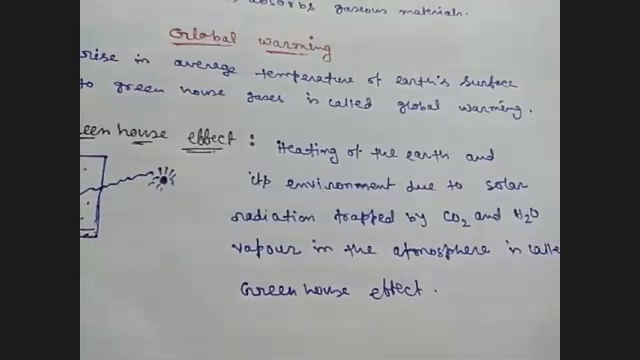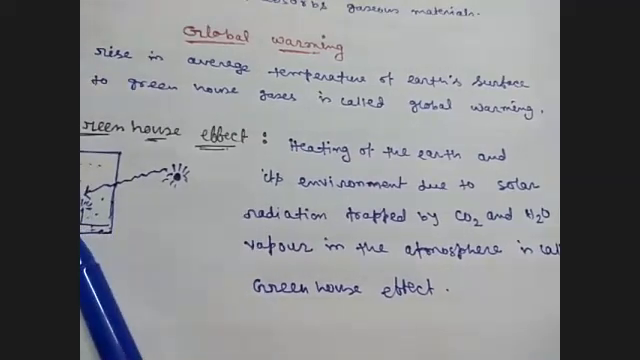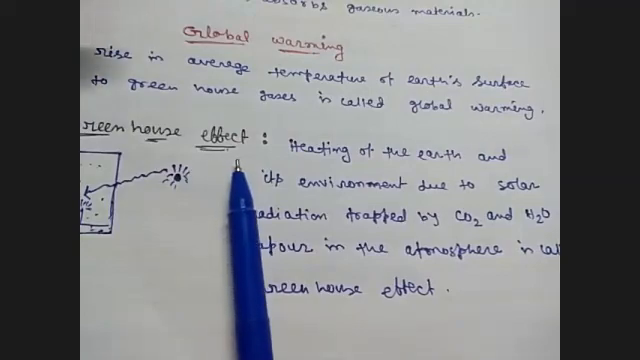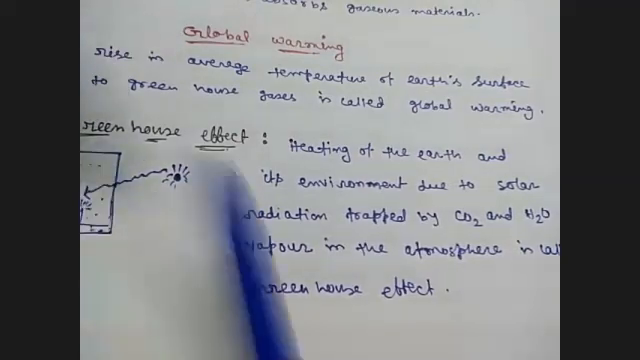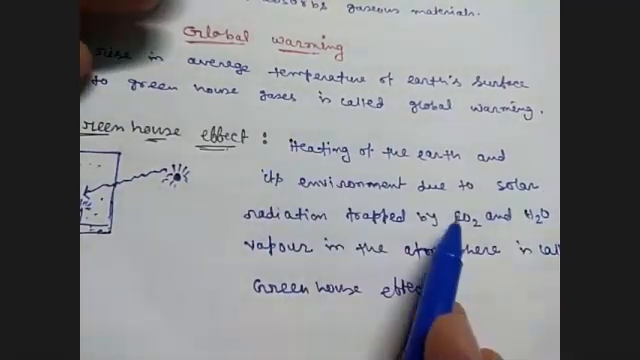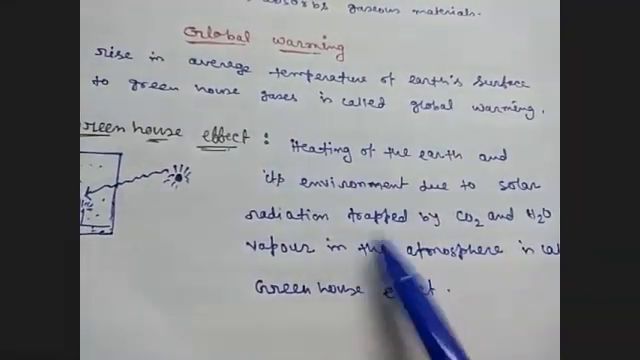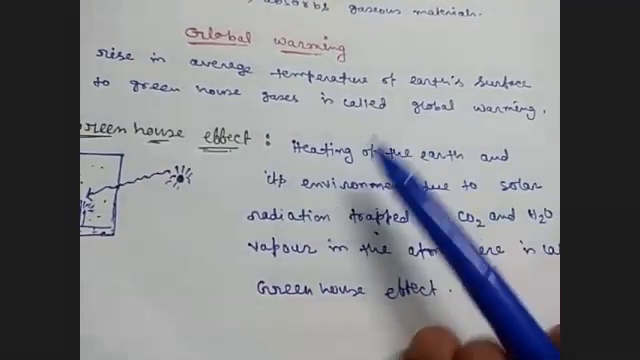Understand what the greenhouse effect is and where the term comes from. In the polar region, they form a glass structure called a greenhouse, in which they grow green plants, because the heat energy enters the greenhouse but is not allowed to escape. The same kind of effect happens in the atmosphere by CO2 and water vapor, so it is called the greenhouse effect. When this increases in the earth's atmosphere, it is called global warming.